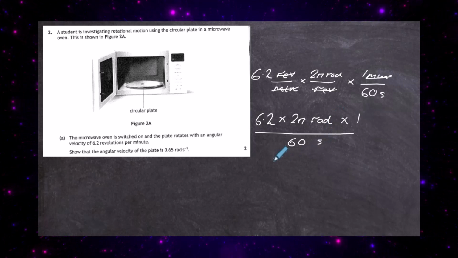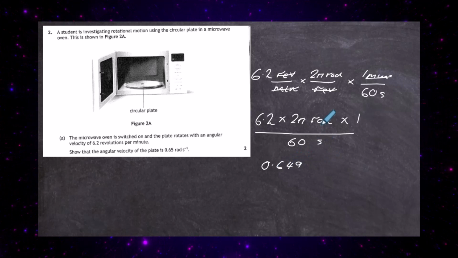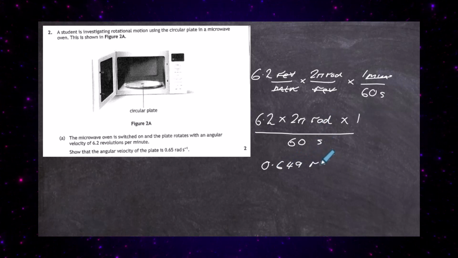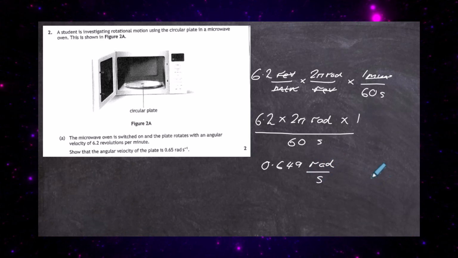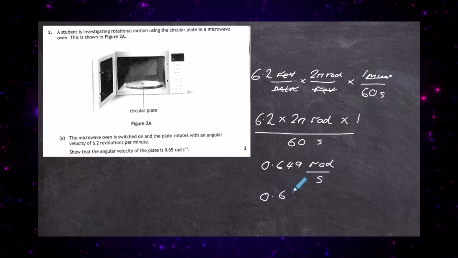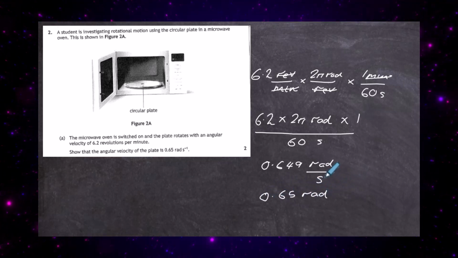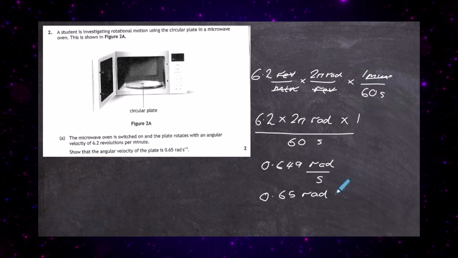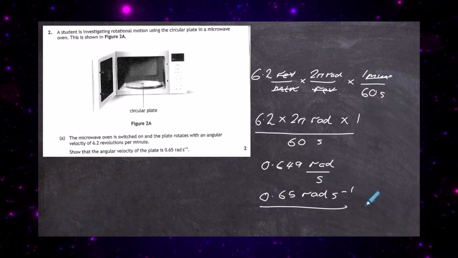So we do the calculation, and we end up with 0.649 radians per second. Now we can change that to 2 decimal places and say 0.65, and we can write the radians in the usual form. Since it's radians divided by seconds, it's radians per second. We can write it as radians s to minus 1. That's the first answer.